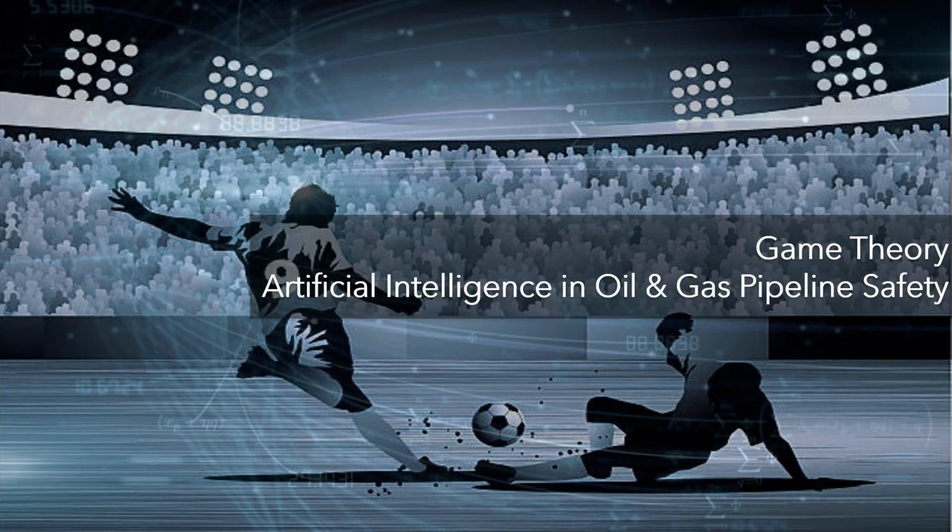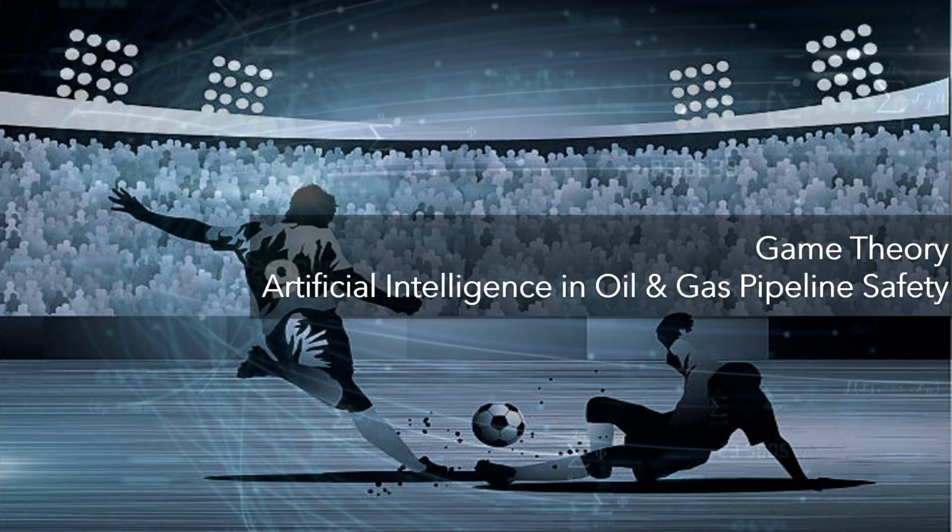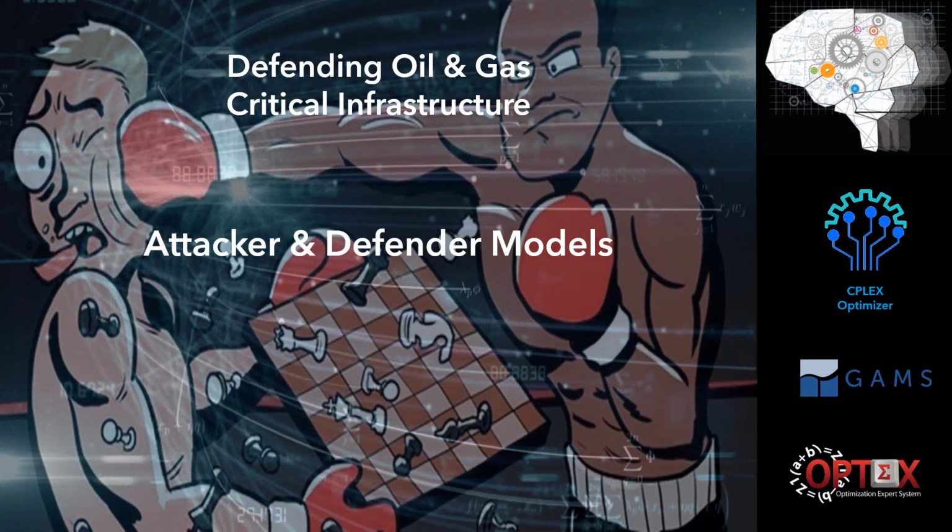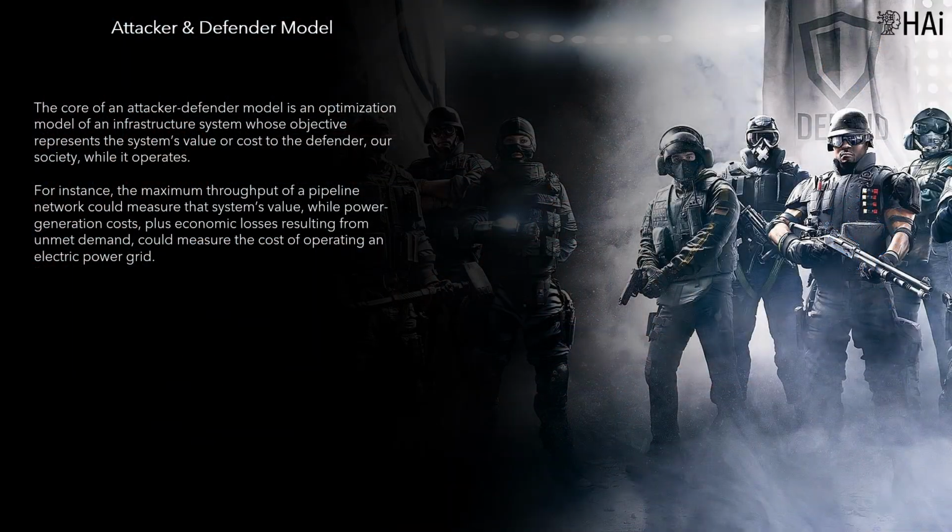Artificial intelligence in oil and gas pipeline safety, using game theory. Attacker and defender models. The core of an attacker-defender model is an optimization model of an infrastructure system whose objective represents the system's value or cost to the defender, our society, while it operates. For instance, the maximum throughput of a pipeline network could measure that system's value, while power generation costs, plus economic losses resulting from unmet demand, could measure the cost of operating an electric power grid.